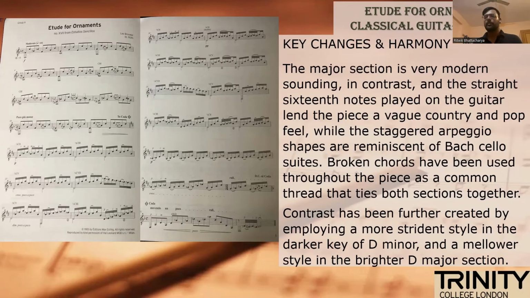Because the spread voicings and the broken chords that have been used here and the staggered arpeggio shapes are quite reminiscent of Bach cello suites. So you can see that there is a thread that ties the minor and the major sections together stylistically. Broken chords have also been used throughout the piece as another common thread that ties both these sections together. And if a key change from a minor to its parallel major weren't enough, contrast has further been created by employing a more strident style in the darker key of D minor, which is again counterintuitive, and a mellower style in the brighter D major key.